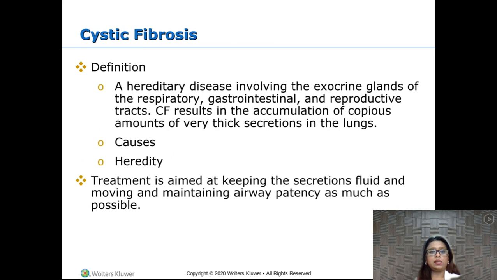Cystic fibrosis, this is another condition where the ducts are blocked. The cilia are not able to move because of a copious amount of thick secretions in the lungs. This is a hereditary disorder. So cystic fibrosis is a condition where a person is not able to cough and their ducts don't move, and it is a hereditary disorder.